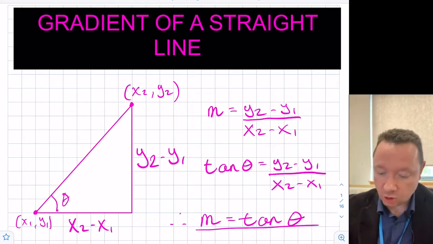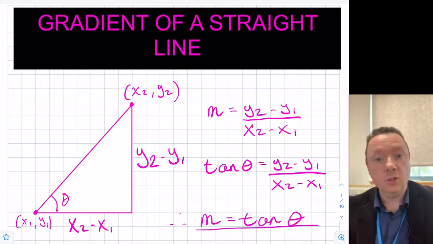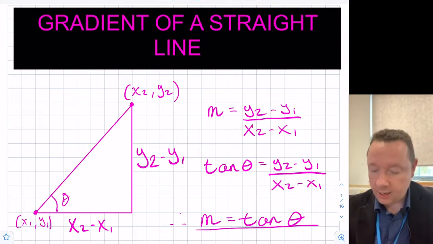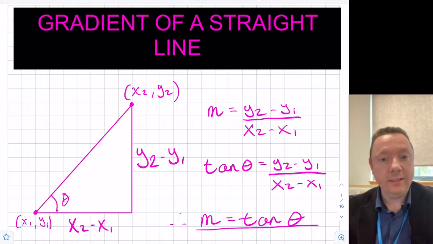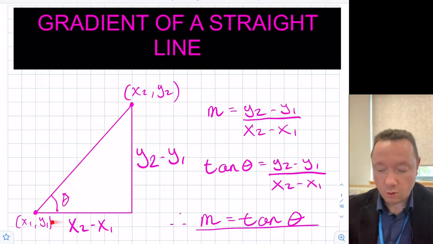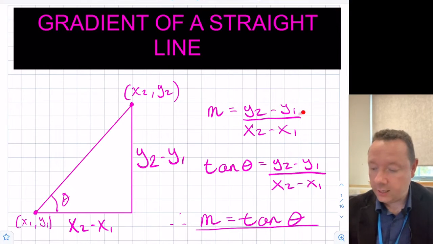If I draw a straight line and call one point (x1, y1) and another point (x2, y2), then clearly the horizontal is x2 minus x1 and the vertical would be y2 minus y1. So that's where the gradient formula comes from. Vertical over horizontal is defined as the gradient, or y2 minus y1 over x2 minus x1.